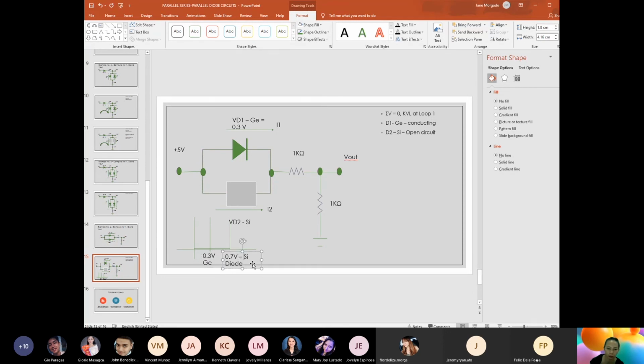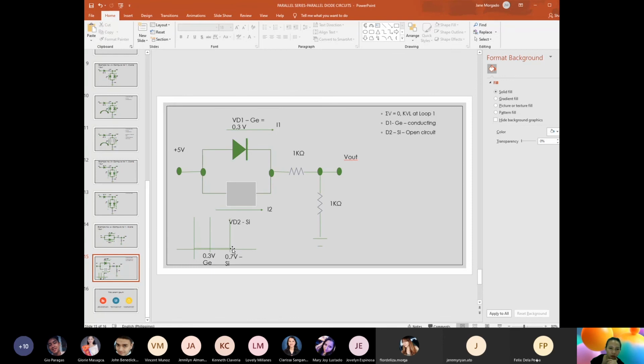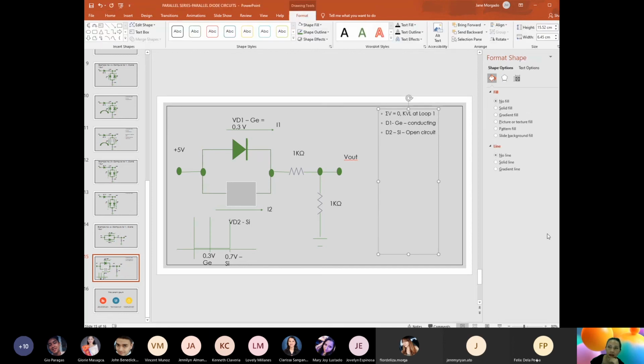So, mauna talaga mag-fire up si germanium. Kaya wala na opportunity si silicon na mag-on. Kasi most of the current will flow through germanium. Kaya wala nang opportunity mag-on si silicon. Tama? Yes, ma'am. Yes po.